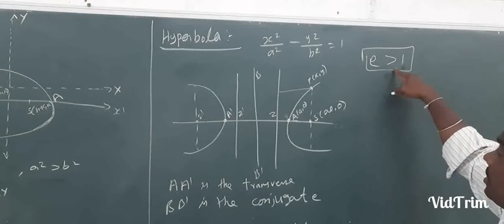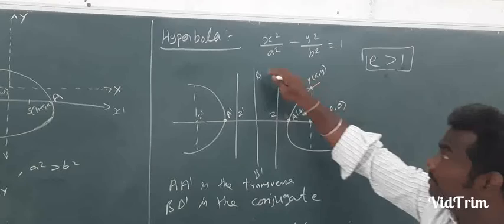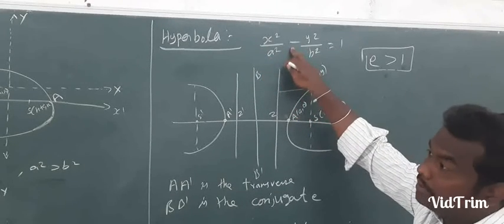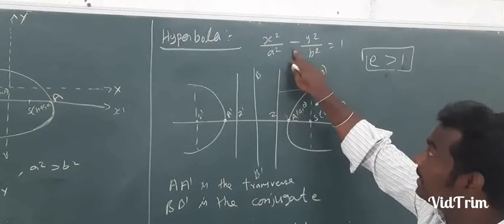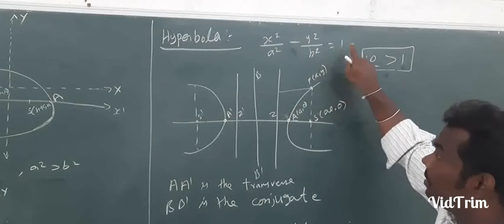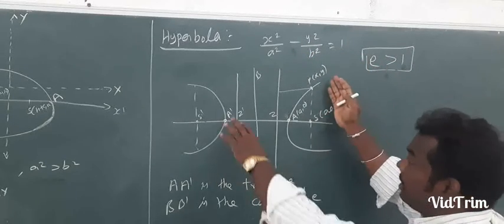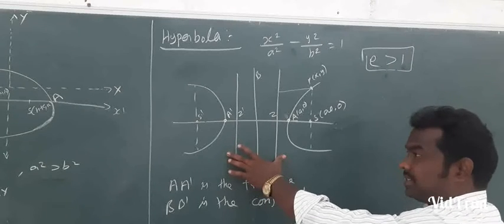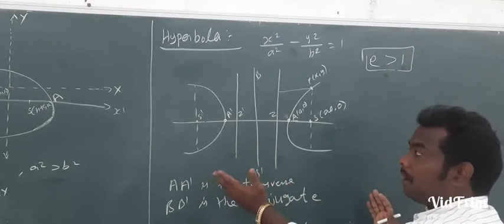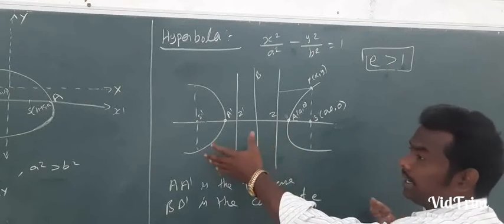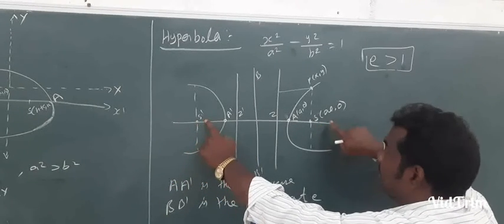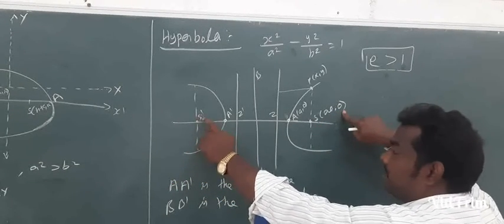When the constant ratio is greater than 1, we have x squared by a squared minus y squared by b squared is equal to 1. For an ellipse we have a plus, but this is minus. The picture looks like this: we have a double curve, similar to a double parabola. This is also the same as the ellipse, with two foci: S at (ae, 0) and S dash at (minus ae, 0).